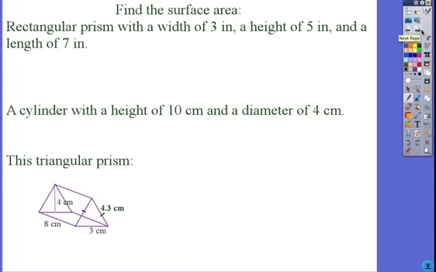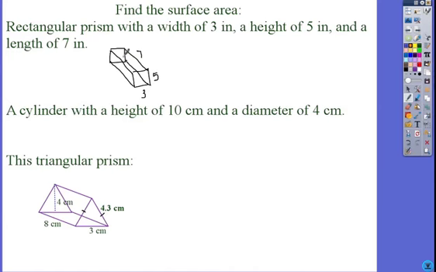So let's find the surface area. Here we have a rectangular prism with a width of 3, height of 5, and a length of 7. Alright, we're looking for surface area. So here's my prism. It's got a width of 3, a height of 5, and a length of 7. So, how many faces does this prism have? It's got 1, 2, 3, 4, 5, 6. A top and a bottom, 2 sides, and a front and a back. So let's find the area of each one of those.